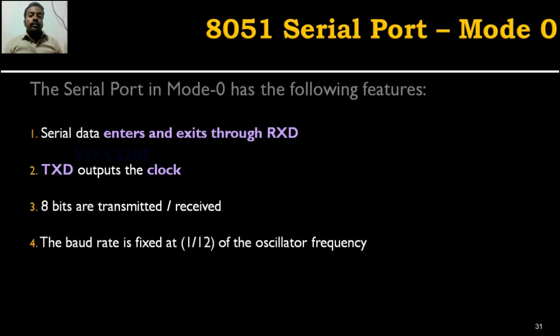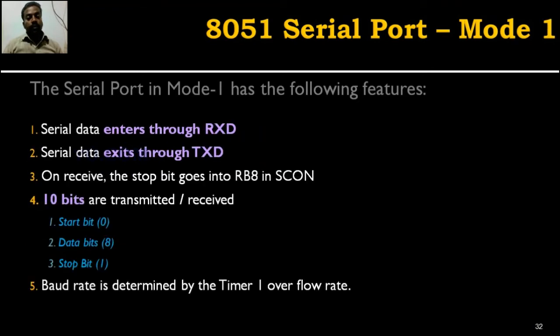Okay, then first we are going to see serial port mode 0. Serial port mode 0 has the following features: serial data enters and exits through the RxD line, and in mode 0 the TXD line outputs the clock. TXD is used for transfer, RxD is for receive. 8 bits are transmitted or received. The baud rate is fixed at 1/12 of the oscillator frequency. Then mode 1.